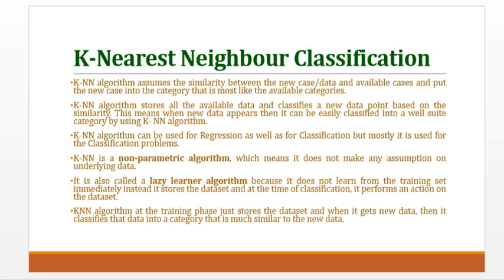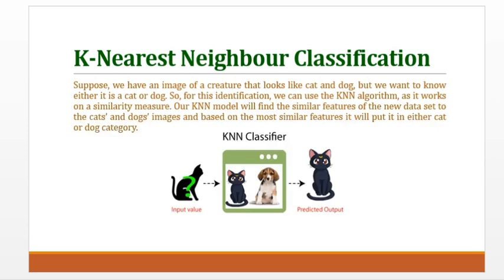For example, KNN is used to classify between two different objects. Suppose you have an image and you have to classify whether it is a dog or a cat. We don't know which it is, so for identification, we use the KNN algorithm. How it works is it will find similar features of the new data and compare them with the cat and dog images, and based on the similar features it will put it in either the cat or the dog category.